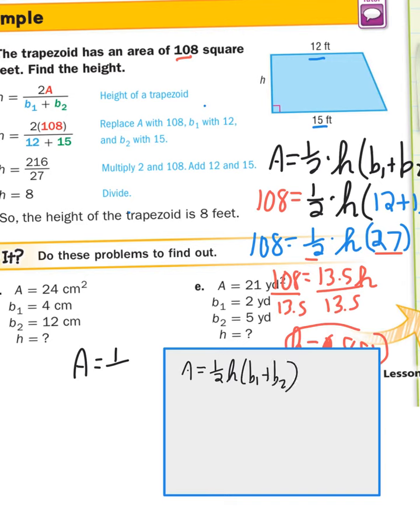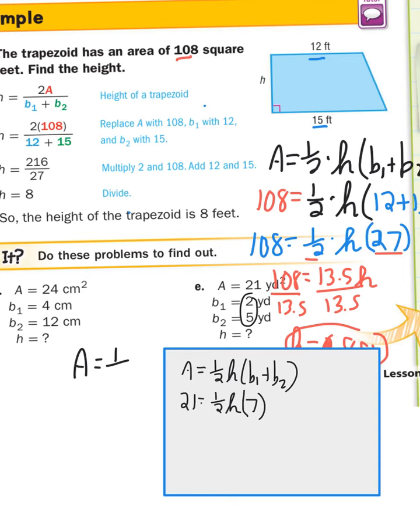Area is 21, so you should have 21 equals half times the height, because the height is missing, and we have to find base 1 plus base 2. Now, I'm actually going to take a little shortcut here. Since the first thing I'm going to simplify is adding base 1 and base 2, instead of writing 2 plus 5 down, I'm just going to add those together now and write down 7.